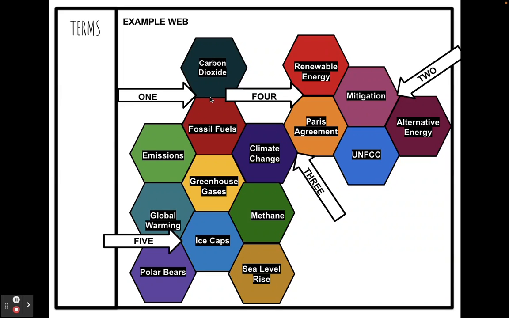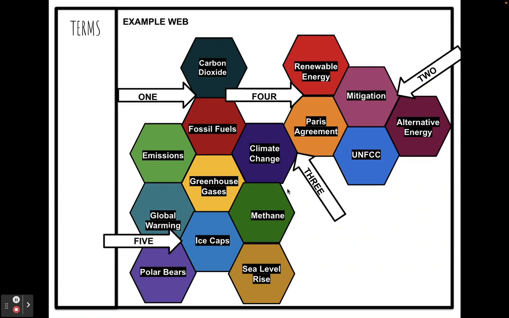So, one connection that this student made was carbon dioxide and fossil fuels. Their next job is to explain how the student could make a connection between these 2 words. Their next best connection was mitigation and alternative energy. So you could see they connected these 2 words. Their last connection, it looks like they connected these 3 things. I can tell by where they placed their arrow that they're connecting ice caps to polar bears and global warming.